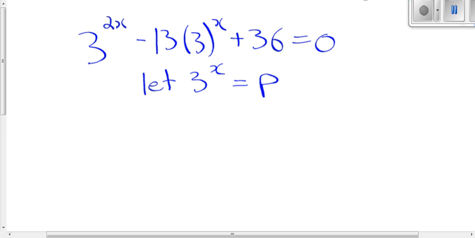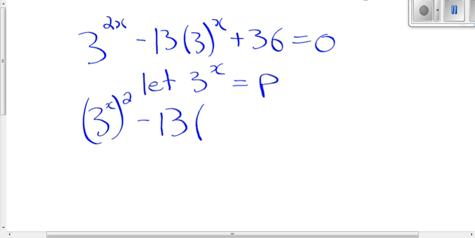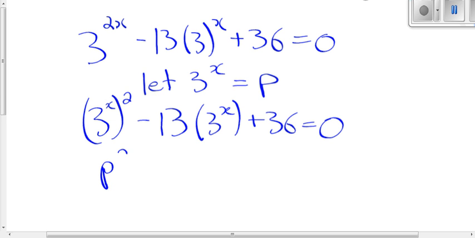Now if we go through this, 3 to the 2x, you could see it like this. This means the same thing. Let me know if you don't know why that means the same thing, and I can explain it. Here we already have 3 to the x plus 36 equals 0. So now you can see that we have p squared minus 13p plus 36 equals 0.